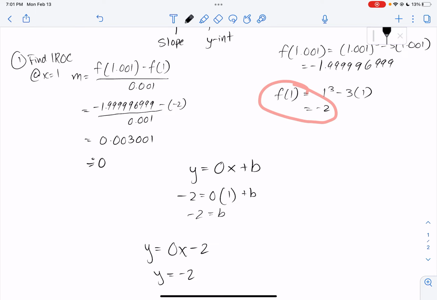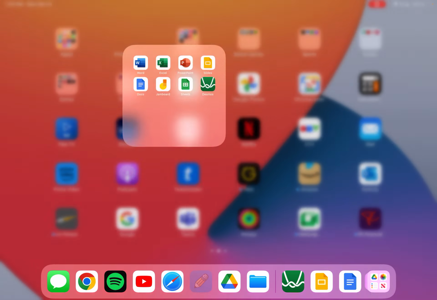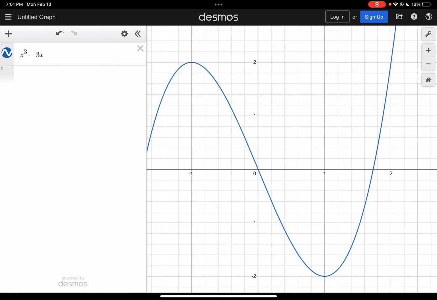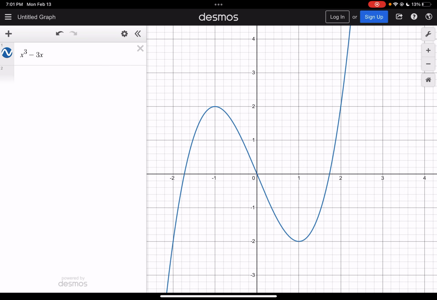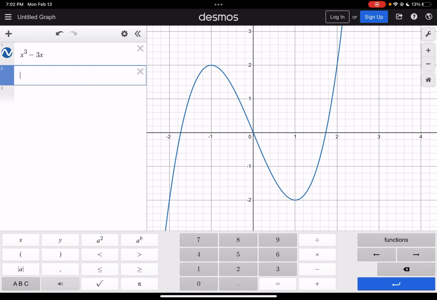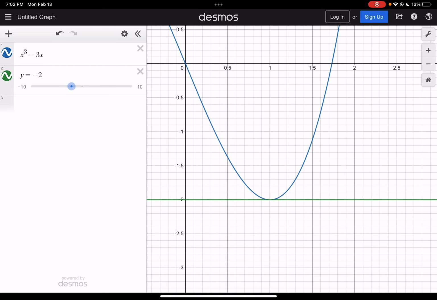Let's remind ourselves what we're doing here. To do that, I'm actually going to bring up Desmos, just to show us what we're doing. So here's our equation, x cubed minus 3x. This is a cubic function, looks a little bit like that. And here's our point, 1, negative 2. We want the tangent line through that point, and the slope of the tangent line is the IROC. However, the IROC is 0, so we just want a 0 slope going through that point, and that is y equals negative 2. So you can see that it is doing what the function is doing. It only crosses through that section at that point.